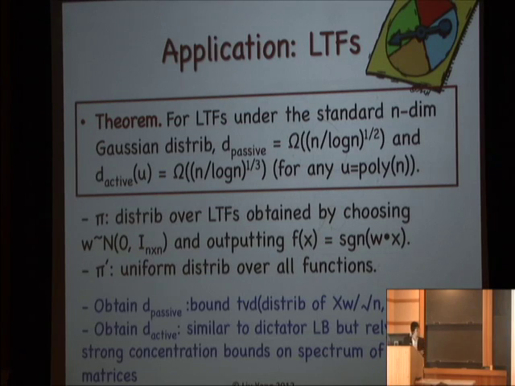To lower bound D active, we follow a similar strategy to the dictator lower bound, but we rely on a stronger concentration result on the spectrum of random matrices.